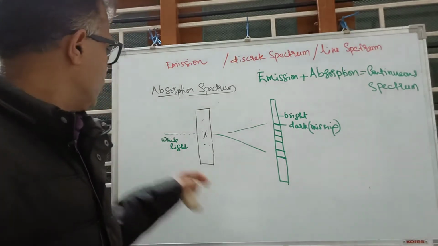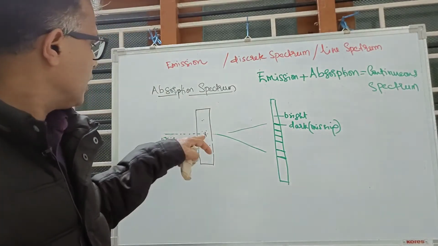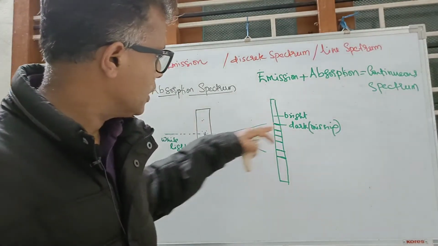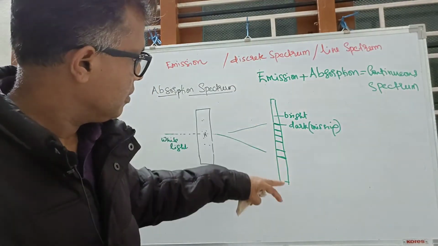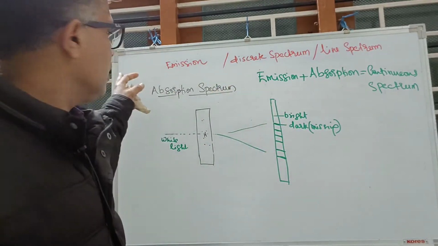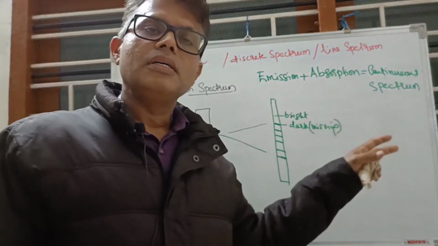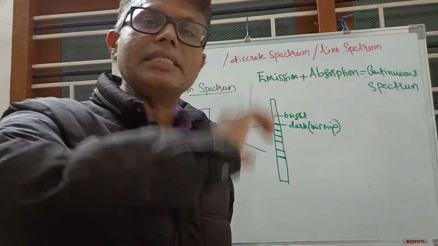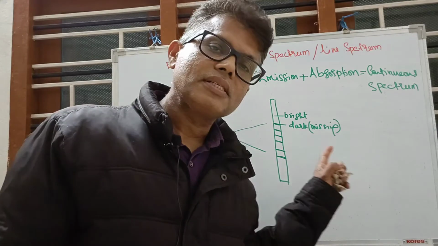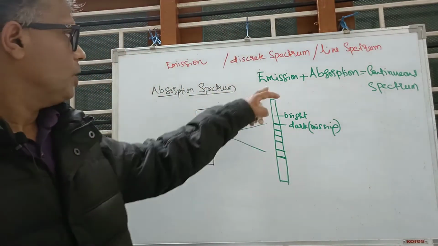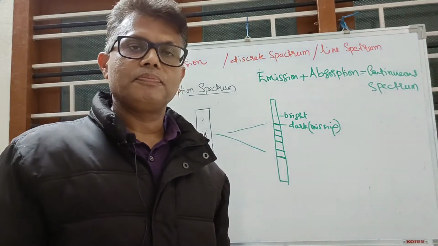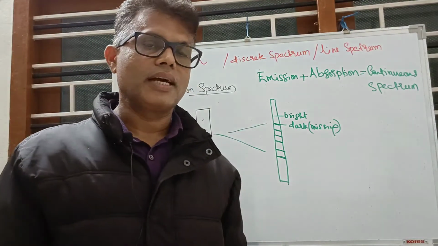Clear, no? So I am putting white light through the hydrogen gas, no charging is there, and it produces a spectrum with all the colors, but the bright lines of the emission spectrum are missing, dark instead. That is called the absorption spectrum. So emission plus absorption is a continuous spectrum. But we are seeing the first one, the continuous spectrum.